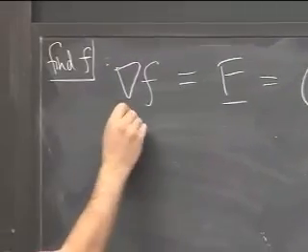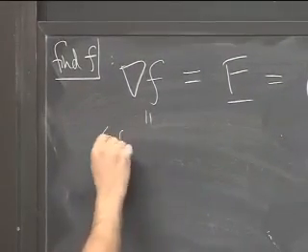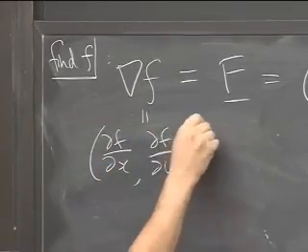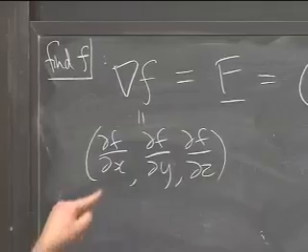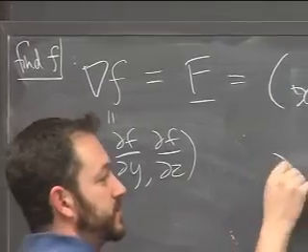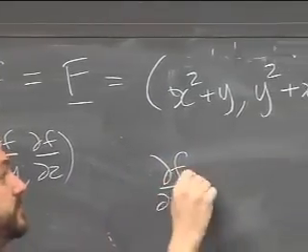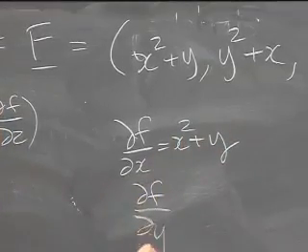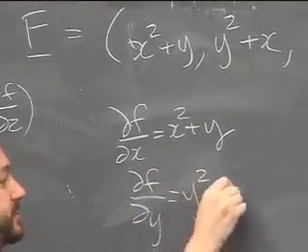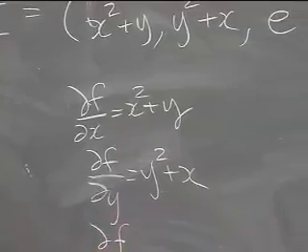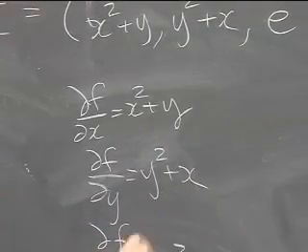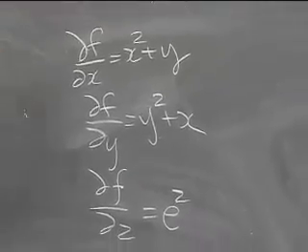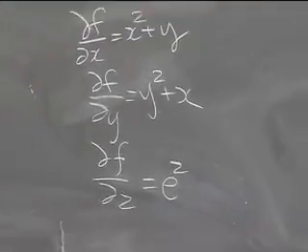Well, this is equal to df/dx, df/dy, df/dz. So we have to just equate coefficients. In other words, we're trying to solve these three equations: df/dx equals x squared plus y, df/dy equals y squared plus x, df/dz equals e to the z. I've just copied the components of this and the components of this and set them equal.